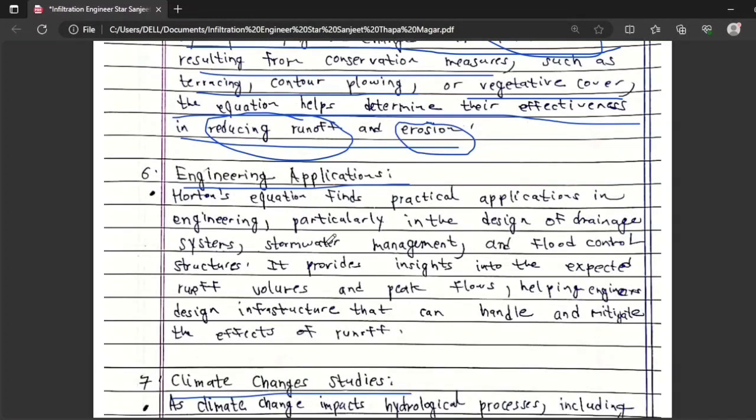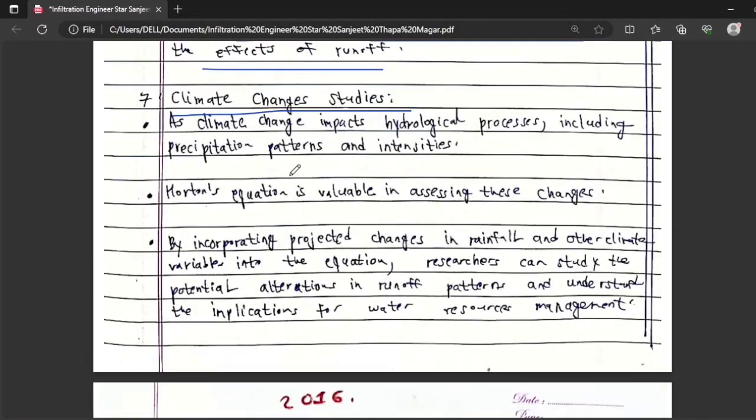Next is engineering application. Horton's equation finds practical applications in engineering, particularly in the design of drainage systems, stormwater management, and flood control structures. It provides insight into the expected runoff volume and peak flow. We can estimate the runoff volume, peak flow, and the return period of flood, helping engineers design infrastructure that can handle and mitigate the effect of runoff. The last one is climate change studies.